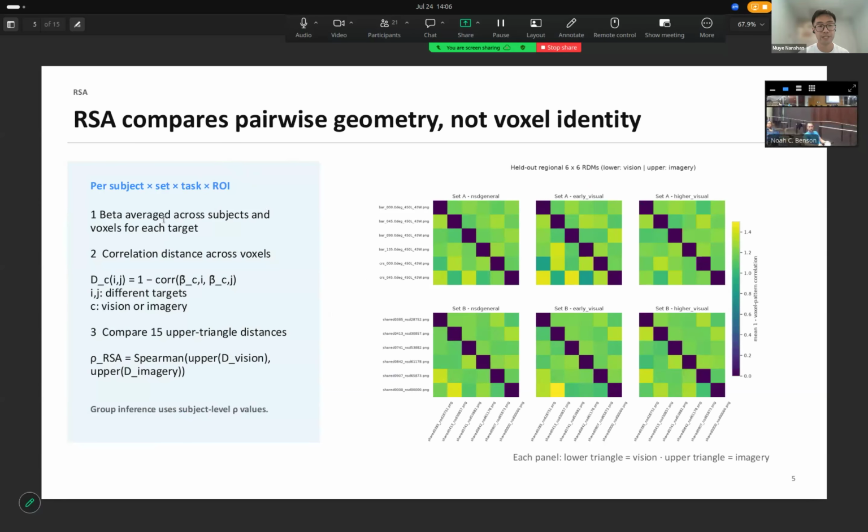For RSA, I calculate the beta average across voxels for each subject, and then compute the RDMs, the representational similarity matrices between different targets. Remember that set A is for simple shapes; there are 6 different shapes. Set B is for natural things, and there are also 6 different things. So these are 6 by 6 RDMs. We want to see whether the RDM from actual perception is similar to the RDM in imagery.